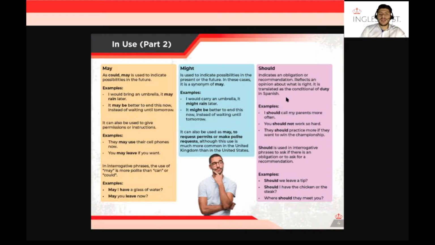As it says, it indicates an obligation or recommendation. So should is like a suggestion or a recommendation. Okay, I think we have studied should before too. But anyway, Luz, could you read the examples, please?